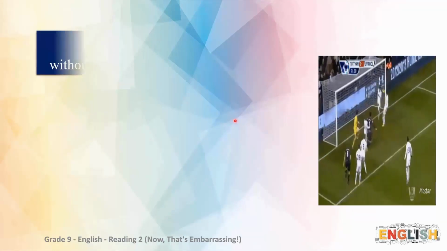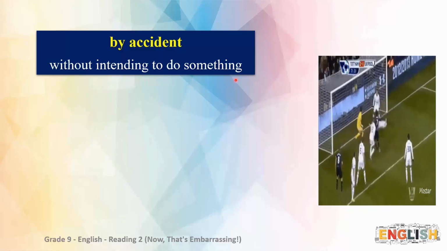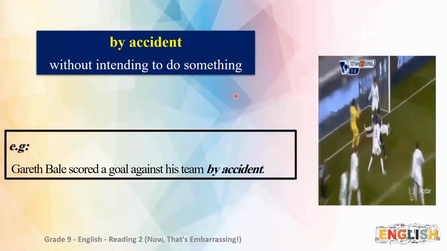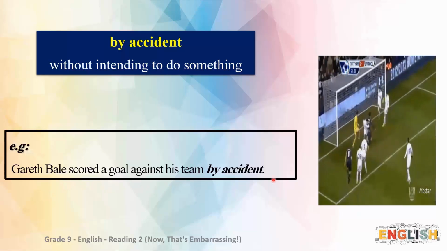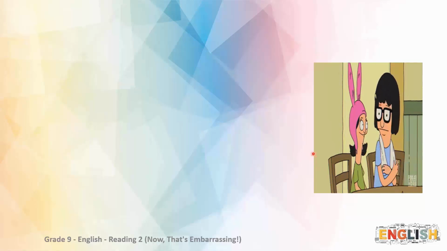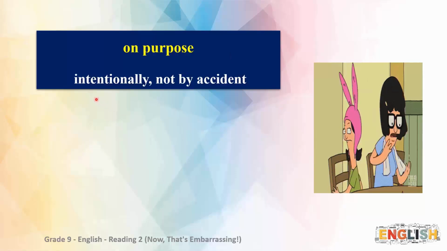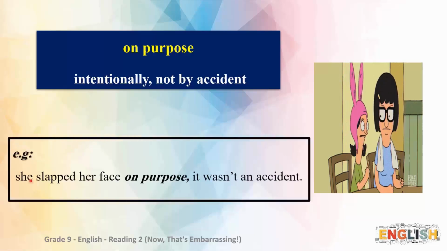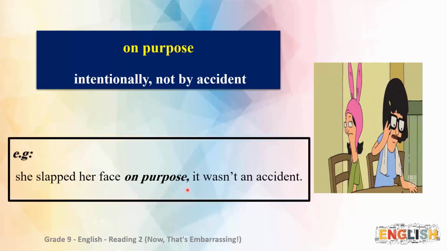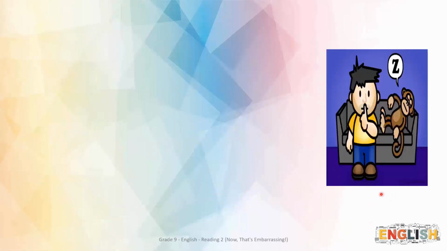From this situation, we can learn a new word, which is "by accident", which means without intending to do something. Look at the example: Gareth Bale scored a goal against his team by accident. A new word we are going to learn in this lesson is "on purpose", which means intentionally, not by accident. Look at the example: She slapped her face on purpose. It wasn't an accident.